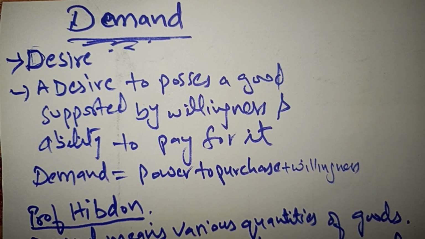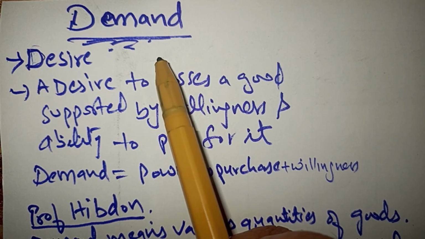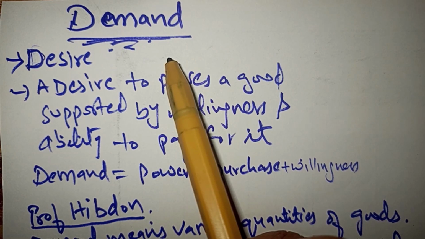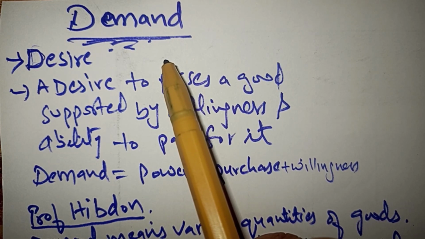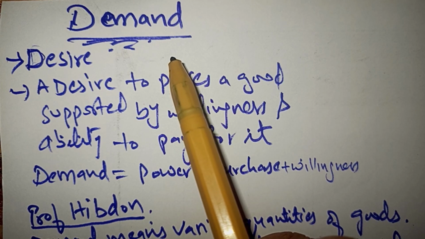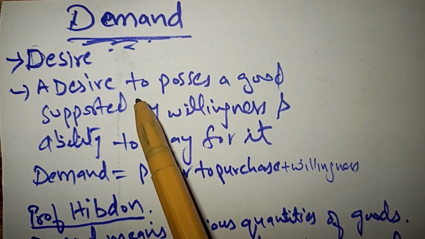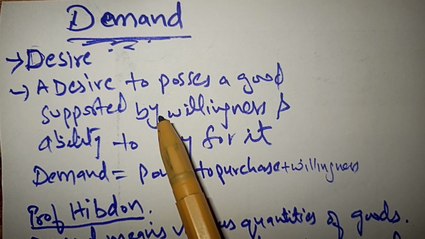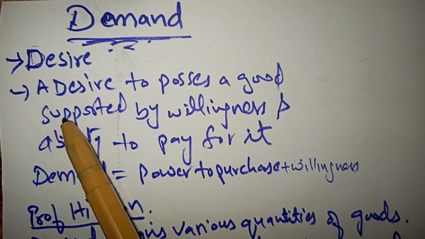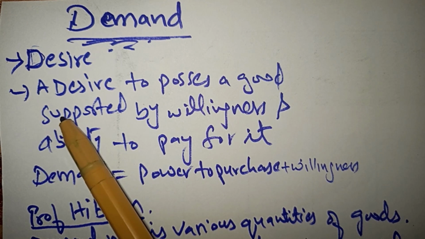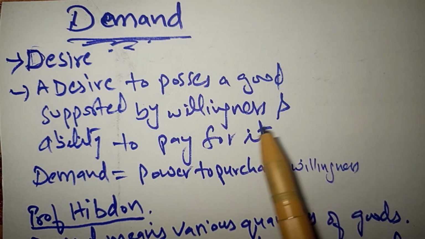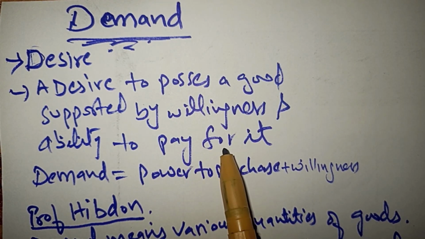Today, our topic is demand. The word demand is very common and familiar to every one of us. The need for precise definition arises simply because it is sometimes confused with other words such as desire, wish, want, etc. Demand is a desire to possess a good supported by willingness and ability to pay for it.